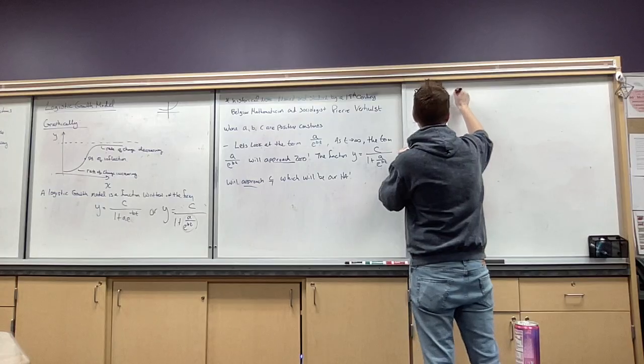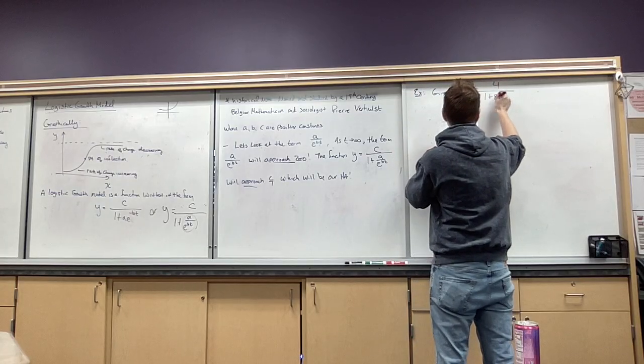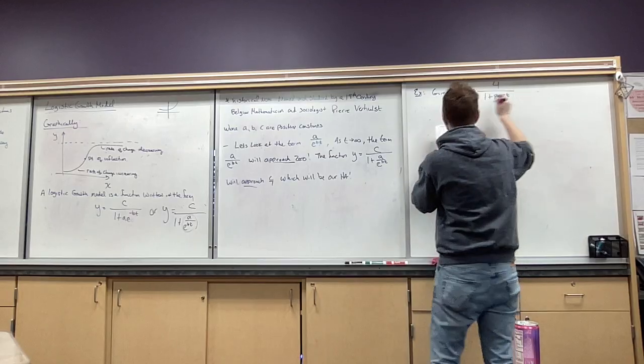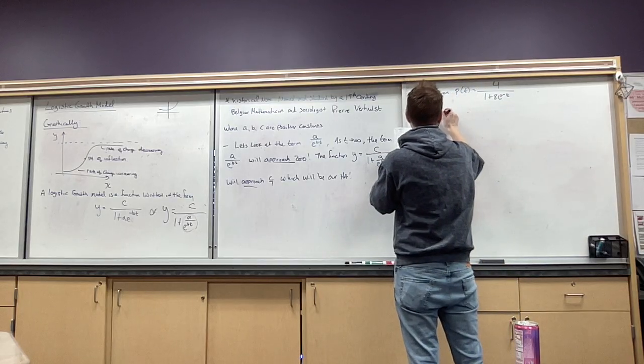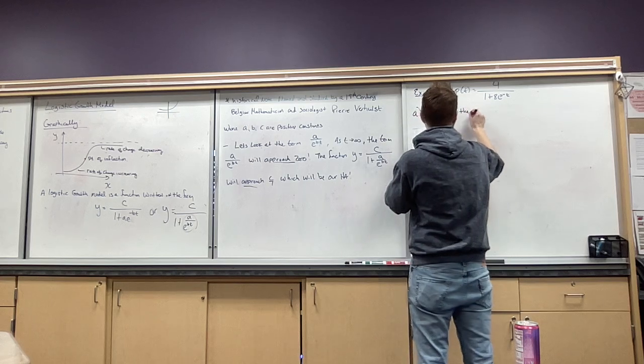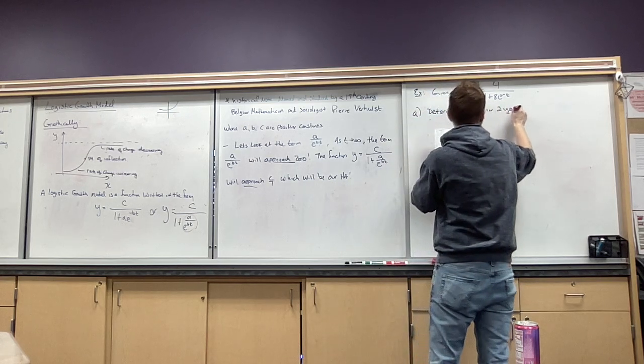So given P(t) = 4 / (1 + 8e^(-t)), part A, determine the population in 2 years.